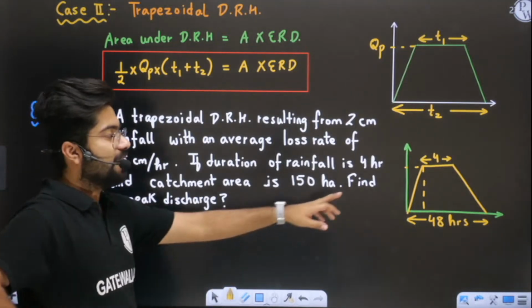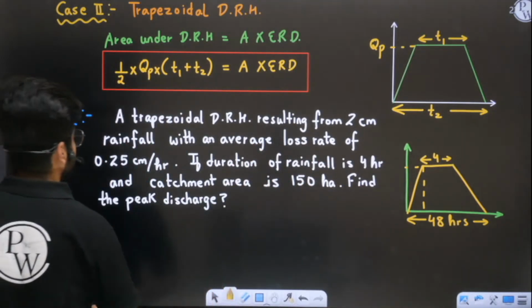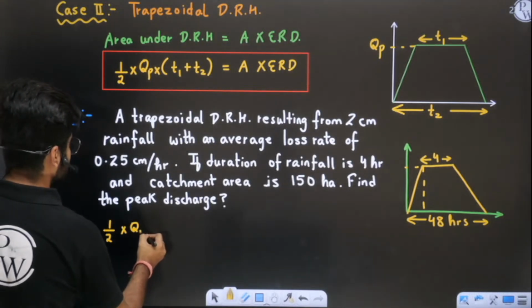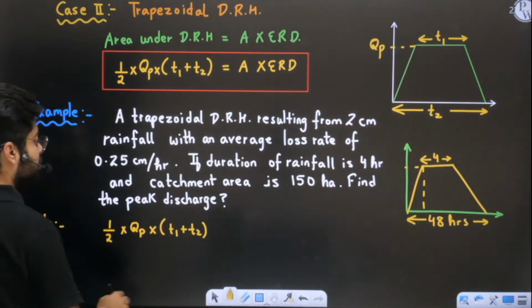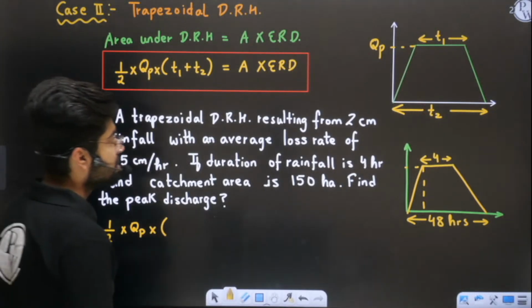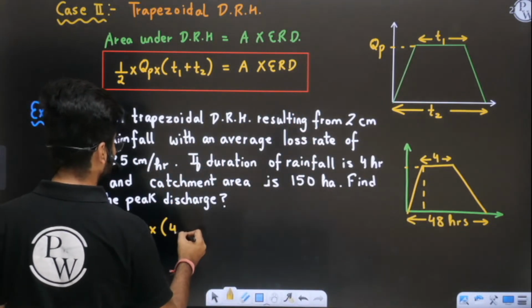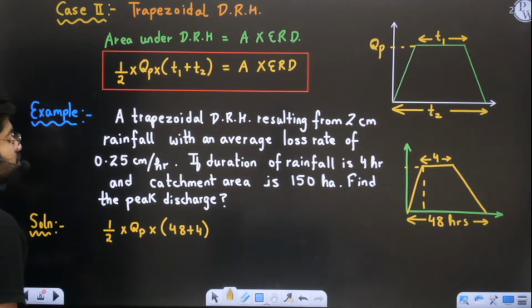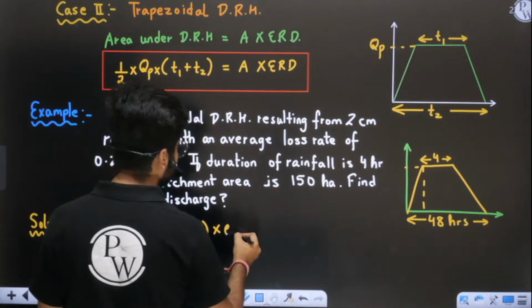Sir, first of all, we have to find the area under this DRH. So area under this DRH will be half into sum of parallel sides. Sum of parallel sides is T1 plus T2, into peak discharge. We will put the values directly. T1 is 48 and this is 4 hours, so we'll sum up 48 and 4. But one thing you need to make sure, we have to convert this hour into seconds, so we will multiply it by 60 into 60.